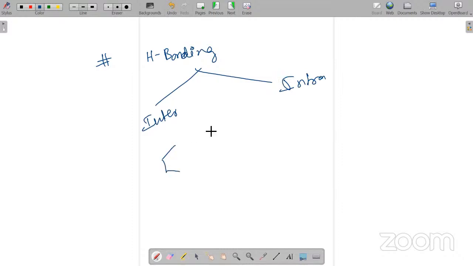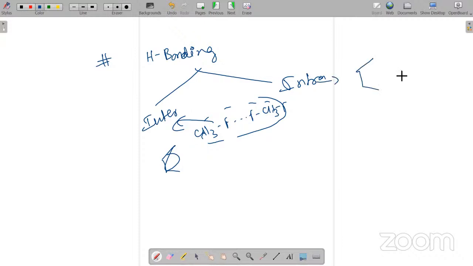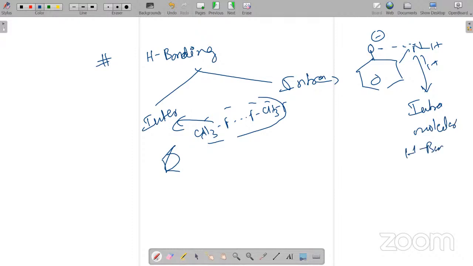Let's suppose you are having CH3F, and you are having another bond with CH3F, so this kind of networking is there. This is inter, meaning between other molecules. Intra means the bond formation between these 2 atoms within the same molecule, and this is intramolecular hydrogen bonding. This is what you need to remember.